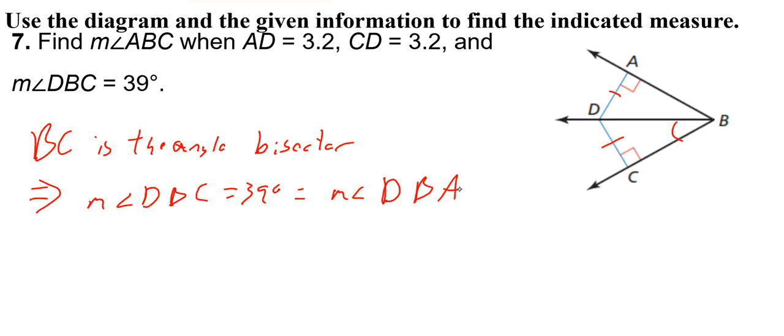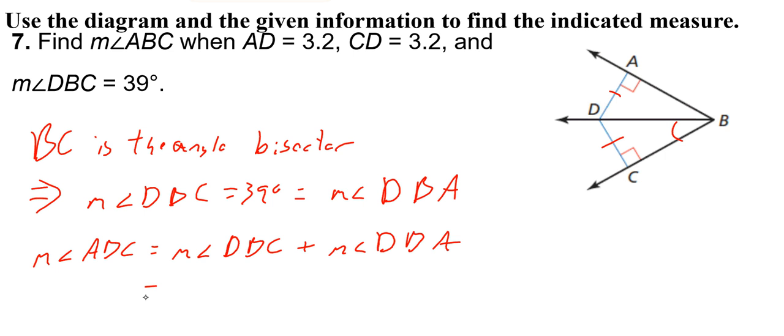And we want to find angle ABC, so using our angle addition property, we know that the measure of angle ABC equals the measure of angle DBC plus the measure of angle DBA. Well, both those are 39 degrees. So the measure of angle ABC is going to be equal to 78 degrees.